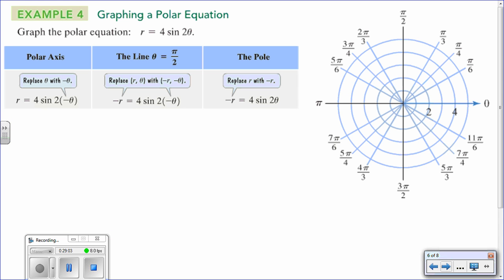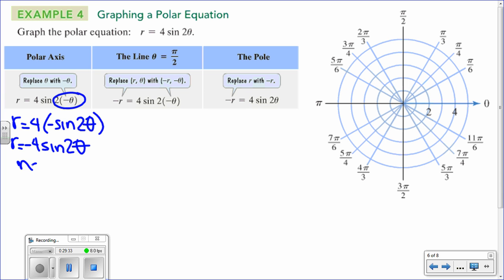Okay, so let's check for symmetry on this one quickly. And then I want you to graph it on your calculator. So let's first check for symmetry. The step is already done for us there. So this is going to be 4 times the negative sine of 2 theta. So that will be negative 4 sine of 2 theta.